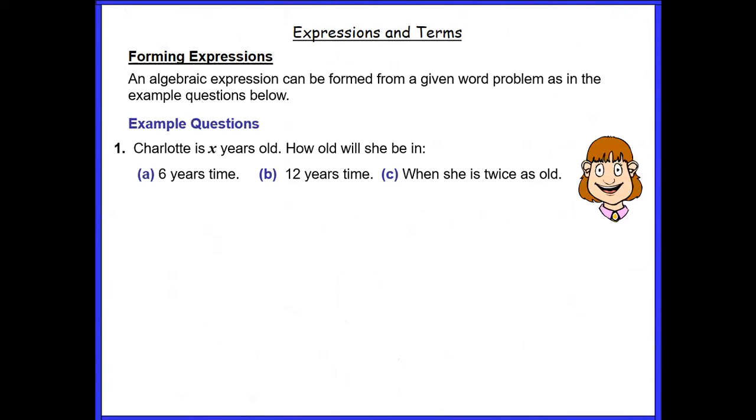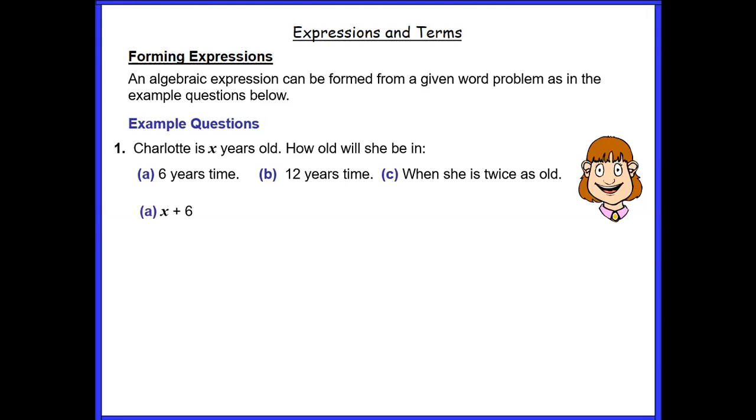If we look at the example questions, it tells us Charlotte is X years old. We don't know how old she is, we just know she's of a certain age, so we just write X for that unknown. The question is, how old will she be in 6 years' time, 12 years' time, and when she's twice as old? To write this algebraically, using algebraic expressions, or constructing or forming, these are all the same keywords used in maths questions and textbooks to say the same thing.